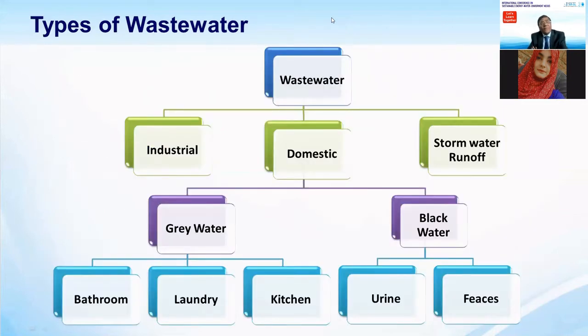In the domestic wastewater, we are categorizing the wastewater here in this slide. We have the industrial wastewater, domestic, and stormwater runoffs. In the domestic water, we have gray water and black water. Gray water is normally defined as the water coming from the bathroom, laundries, and the kitchen, while the black water is urine and feces coming from that. This is the term which is used for domestic wastewater treatment.